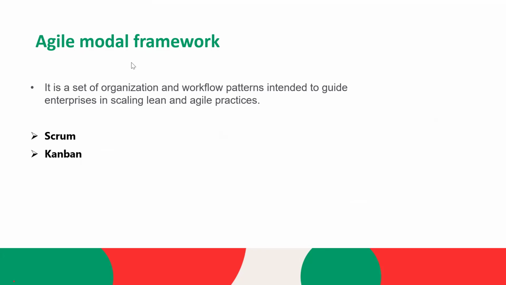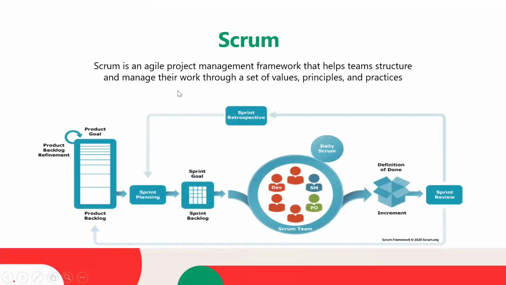Then we discussed the agile methodology framework. This framework is nothing but a set of principles we follow to complete the project following the agile methodology. We have two popular frameworks, Scrum and Kanban. So we started the discussion of Scrum, and we will have a detailed discussion on the Scrum part. So let me start from this part.